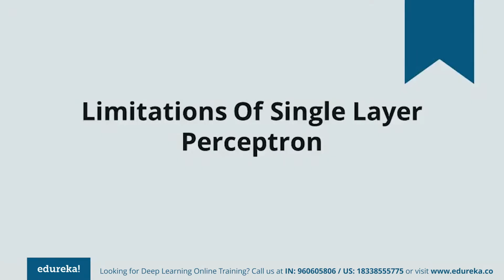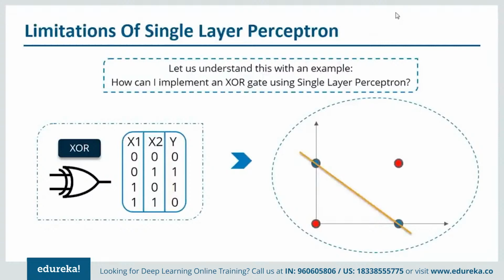Now there are certain limitations of the single layer perceptron. Let us understand that with an example: how can we implement an XOR gate using a single layer perceptron? Let us see if we can do that or not. We have an XOR gate here and this is the truth table. According to this truth table, if any one of the inputs is high, then the output is high. If both the inputs are low, the output is low. And if both the inputs are high, the output is low.